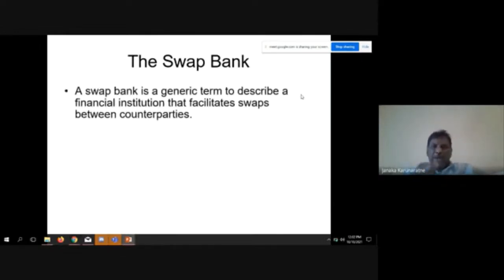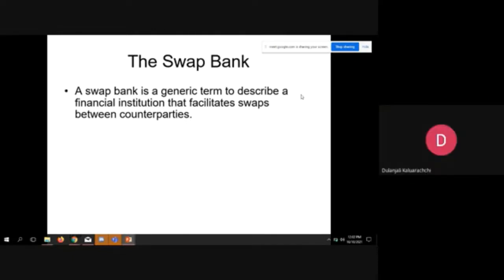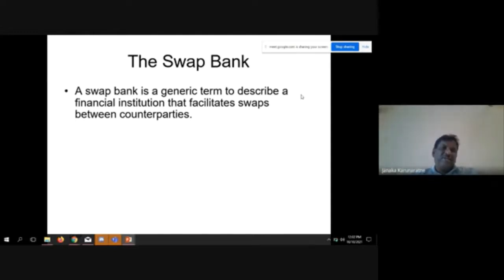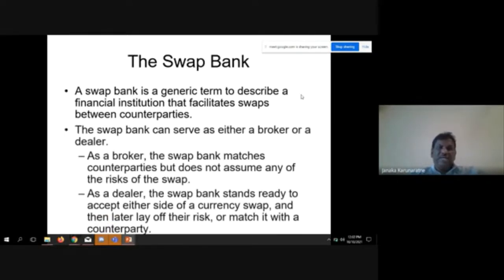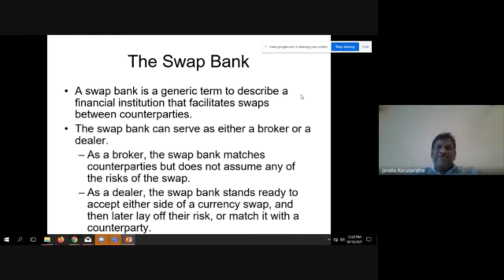So what is a swap bank? A swap bank is a generic term used to describe a financial instrument that facilitates swaps between counterparties. There are swap banks, but in our context, they are swap brokers. The swap bank can serve as either a broker or a dealer. As a broker, the swap bank matches counterparties, but does not assume any of the risk.